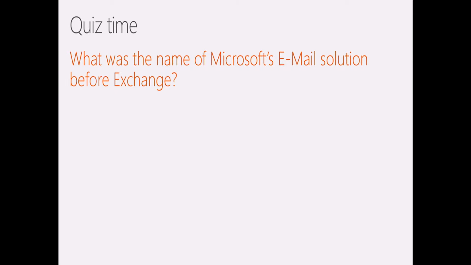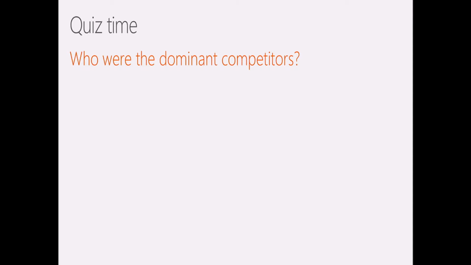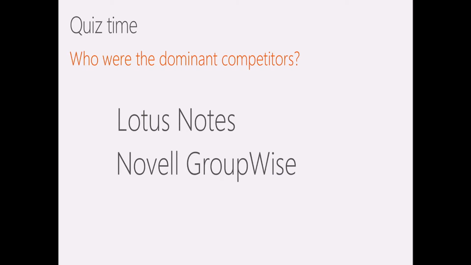Before we go on, let's do a little quick quiz. Let's see if you remember your old school technology. What was the first Microsoft email solution called? That was it, Microsoft Mail. Why does this matter? Who were the dominant competitors at the time? Wow, that's pretty good. That actually came after one before that, which was Netscape. Actually, there's one that's closer to that, which is GroupWise and Notes.